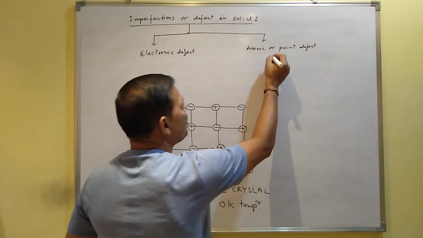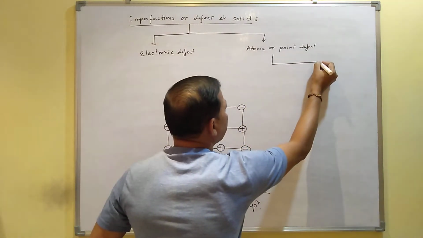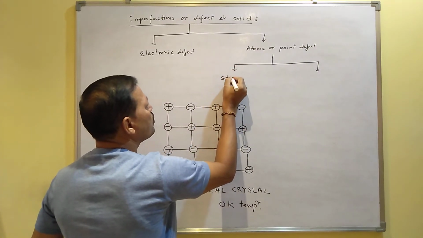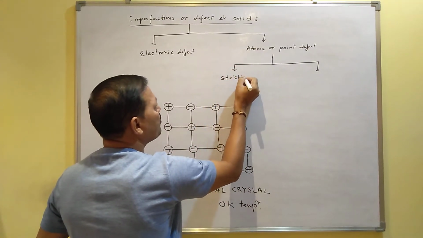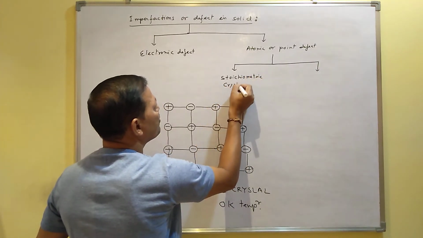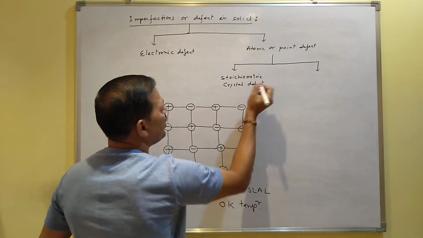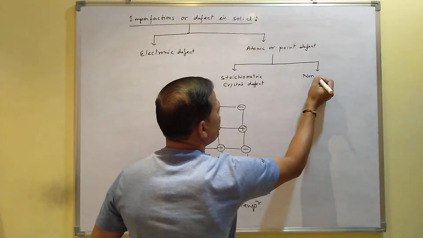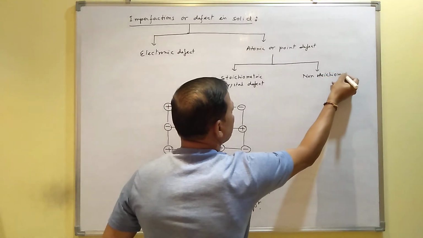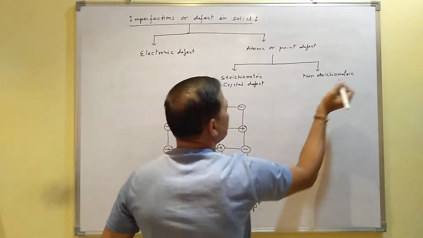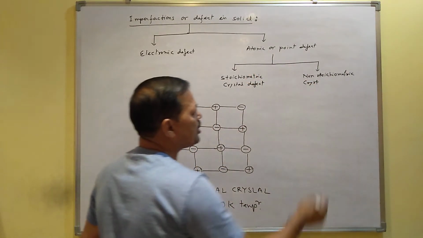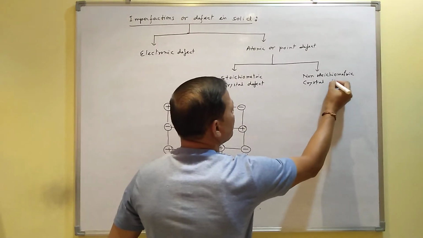Now, this atomic or point defect, again you can classify into two types. One is called stoichiometric crystal defect, and another is called non-stoichiometric crystal defect. I'll tell you later what type of crystals are called stoichiometric and what type of crystals are called non-stoichiometric.